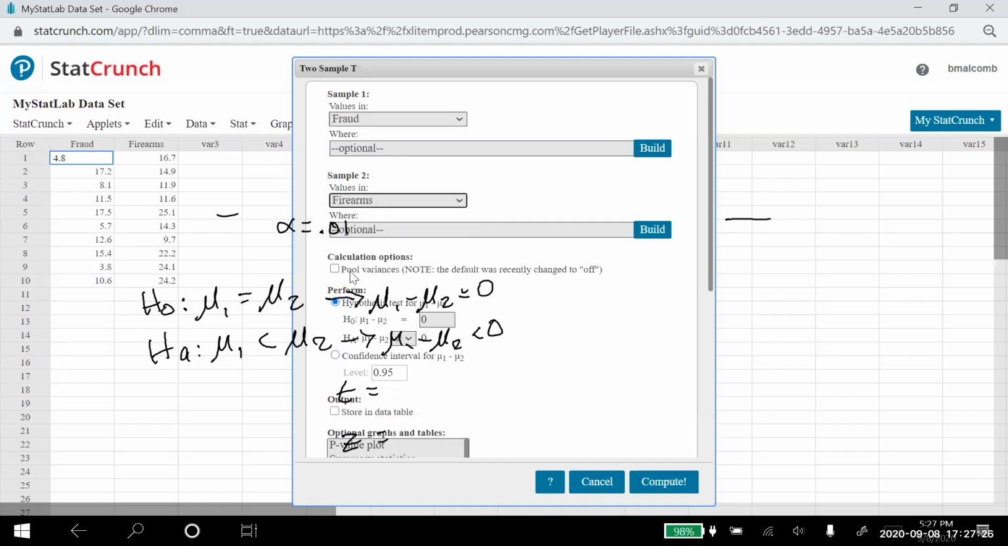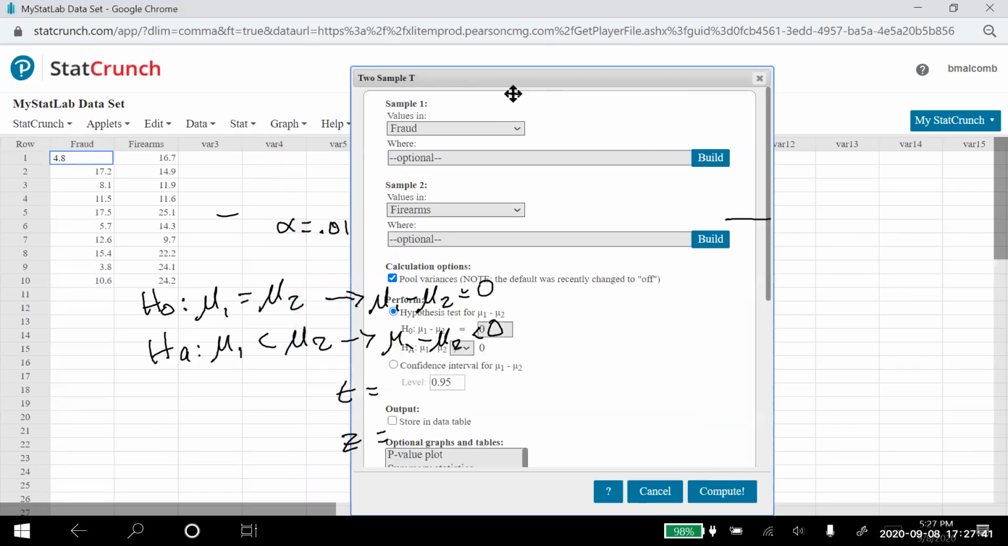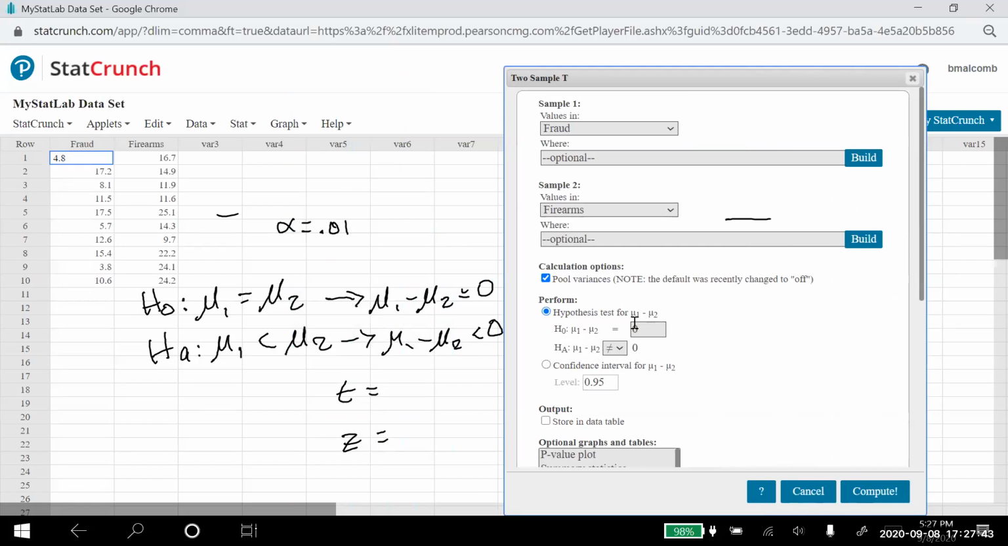Notice it says, do you want to pool the variances? We check that this time because, yes, we want to pool them because we're assuming that the population standard deviations are equal. And we're doing a hypothesis test, so we leave it there. Let me move this over so you can see it a little bit better without the writing. Mu1 minus mu2, yeah, that's what we said. That's equal to 0. That's the null.